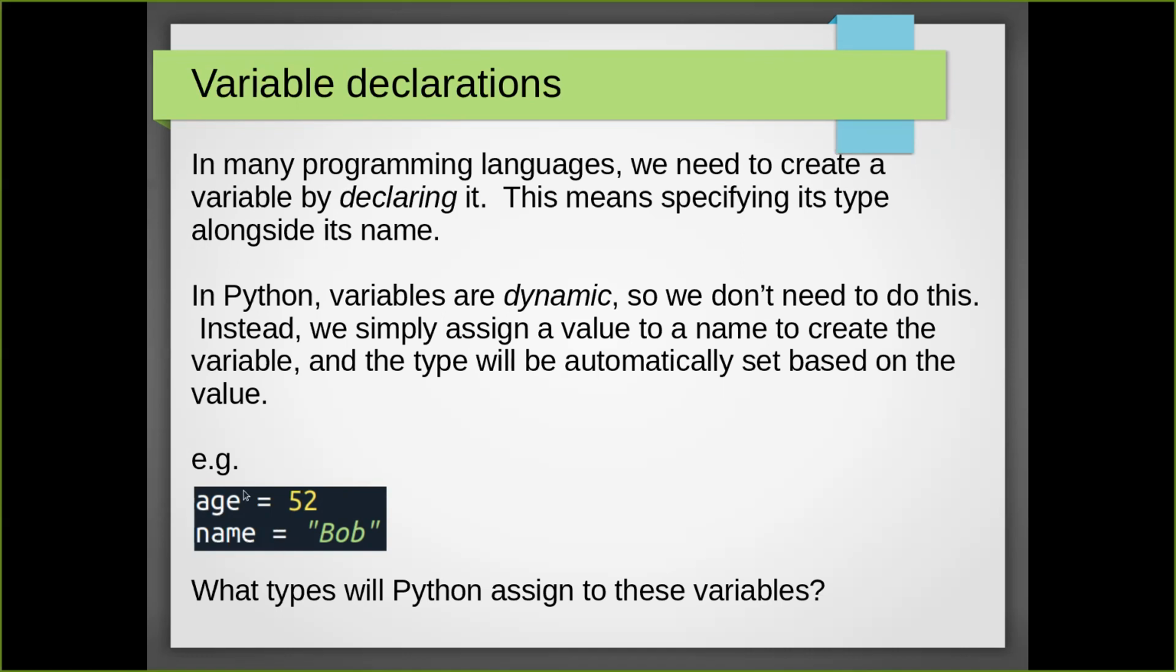Here I've got the example of age equals 52. So that will store that as an integer. So age is now an integer variable. And down here, we've got name equals Bob with inverted commas. And so that will now store a string of text within the name variable.